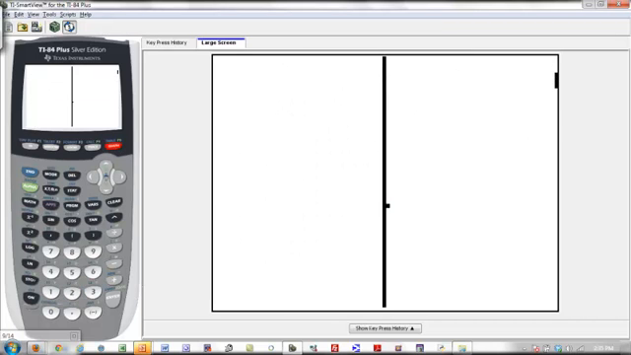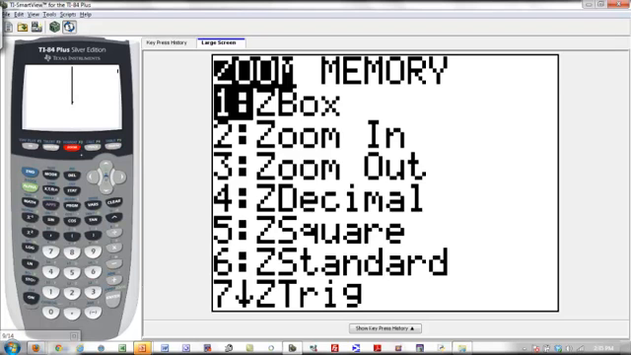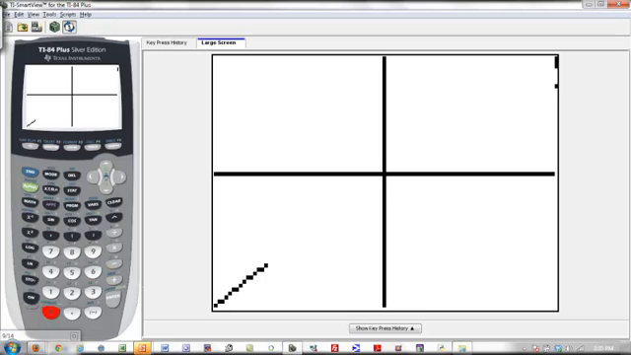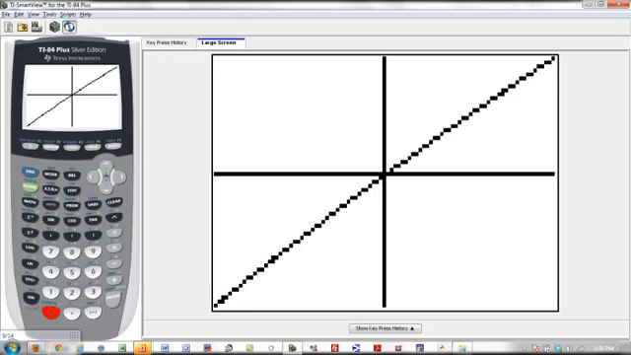Oh, jeez. What's wrong? It's not showing up. What should I do to fix this? Zoom fit. No, the x bounds are still -1. So there's the original function. Where's the other function? Were they right on top of each other?